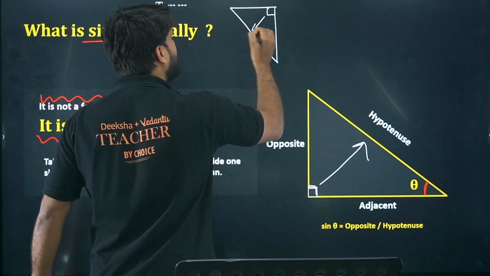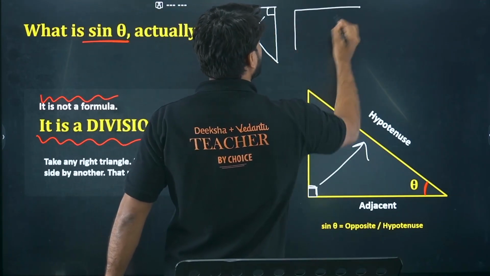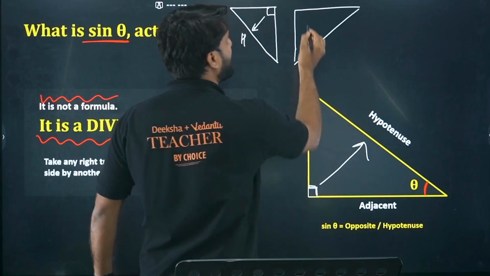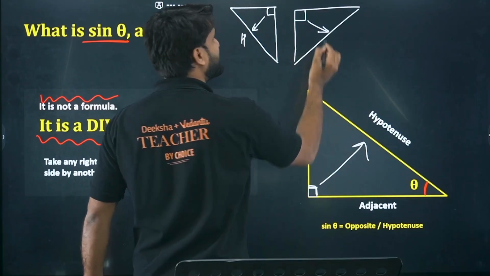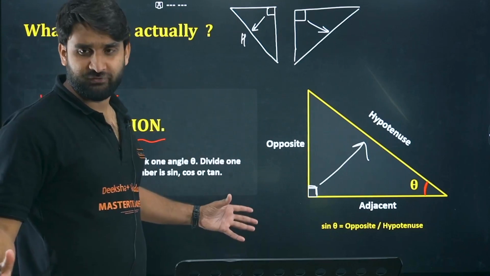So this will be hypotenuse. Now I have a right angle triangle here, like this. This is a right angle triangle, so hypotenuse will be this. Hypotenuse is king, always. No one can change hypotenuse.